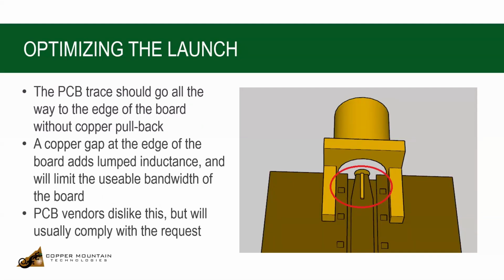Do note the PCB trace should go all the way to the edge of the board as much as possible without copper pullback. I know the PC board manufacturers hate this, but if you have too much pullback, then you have a pin that's just sitting on dielectric with no copper, and that looks inductive. So copper gap at the edge of the board adds this lumped inductance and limits the usable bandwidth of the board. So this is something to think about and negotiate with your circuit board vendor.